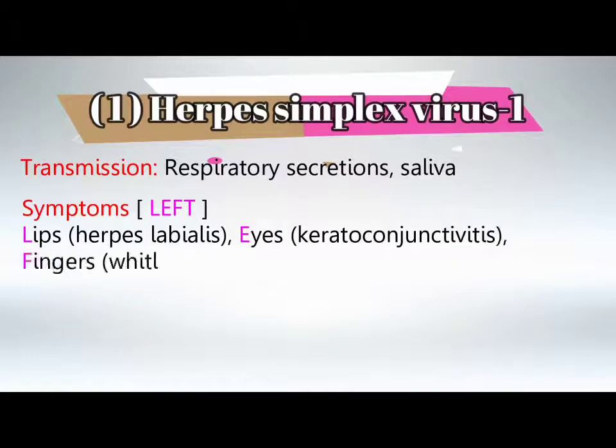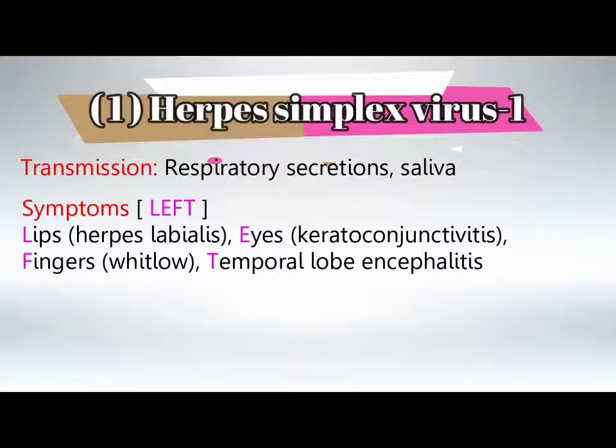To remember the symptoms, just remember the word LEFT. So L for lips, it causes herpes labialis on the lips, and E for eyes, causes keratoconjunctivitis in the eyes, and F for fingers, causes whitlow on the fingers, and T for temporal lobe encephalitis.